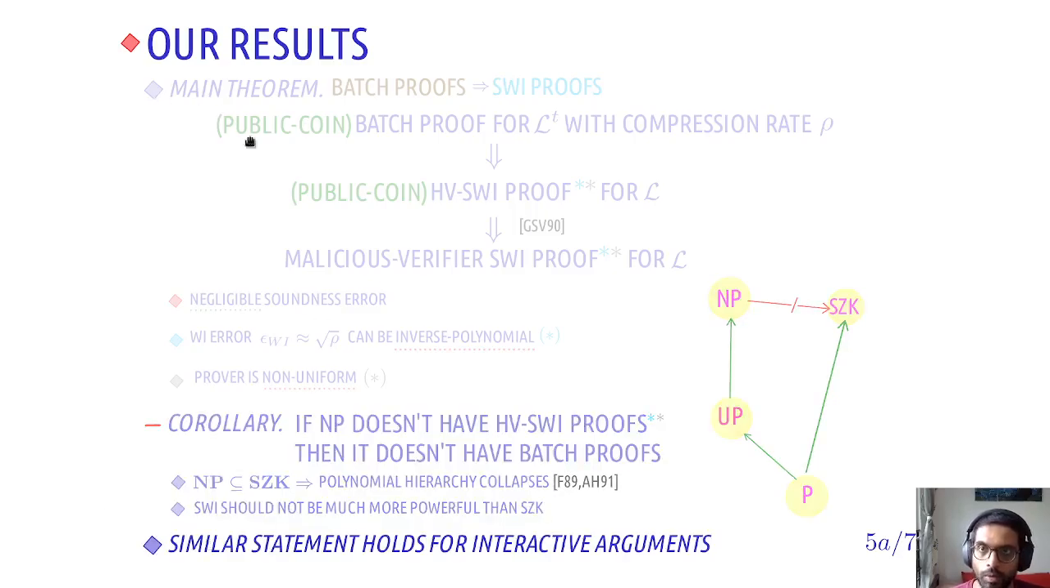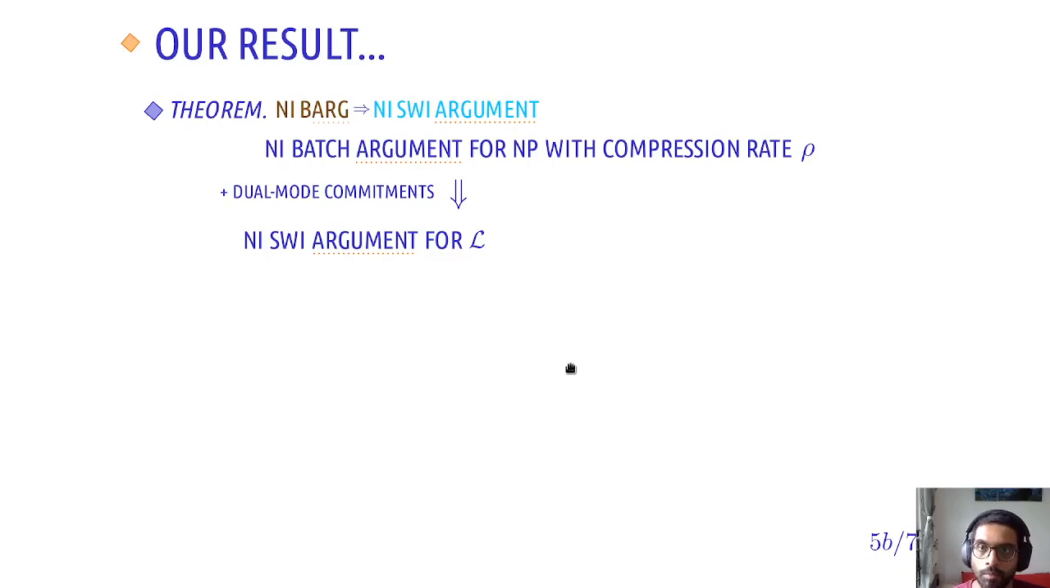So our main theorem was stated for batch proofs. A similar theorem extends to arguments as well. You can show that batch arguments imply SWI arguments. And what about the non-interactive setting? Our theorem in the non-interactive setting says non-interactive BARG implies non-interactive SWI argument. More precisely, if you have a non-interactive batch argument for some NP-complete language that is sufficiently compressing, then you have a non-interactive SWI argument for any NP language L.